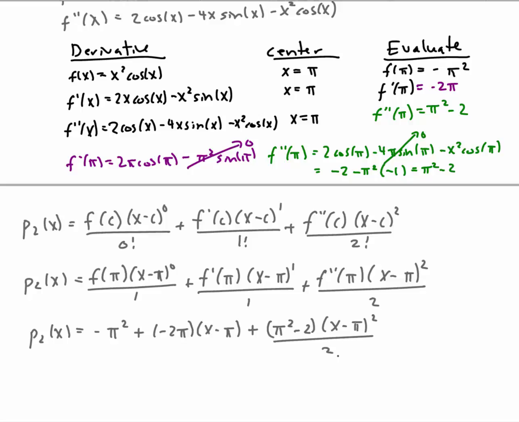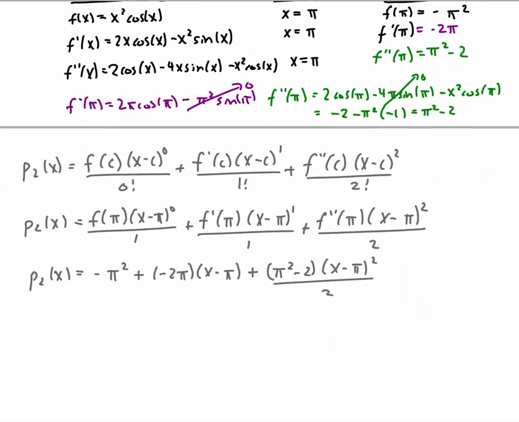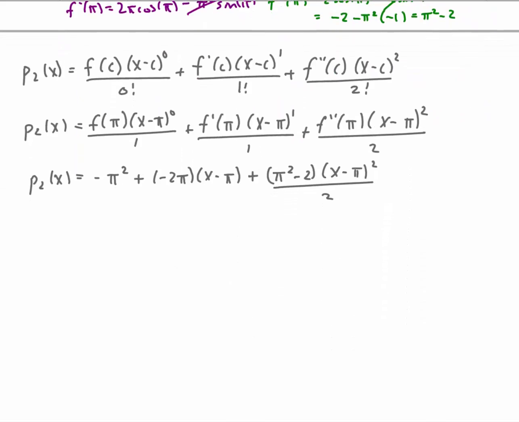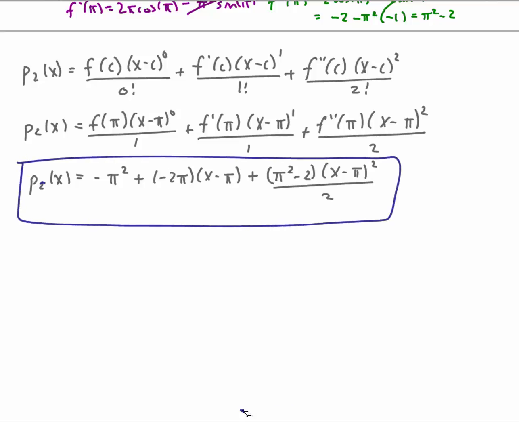So this is my function. This is my second degree polynomial, and I could definitely simplify this quite a bit, but this is fine the way that it's written. So highest power would be right here, squared, and that will match the degree of the polynomial here as well. So this is my second degree polynomial that approximates x squared cosine of x.